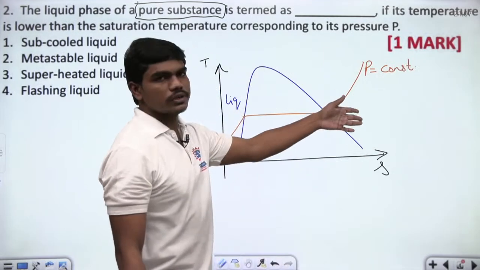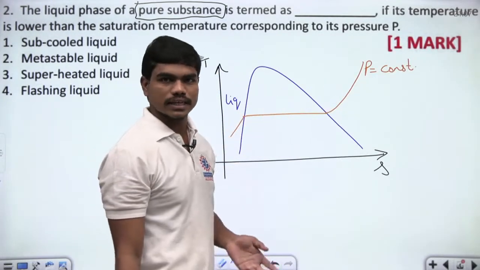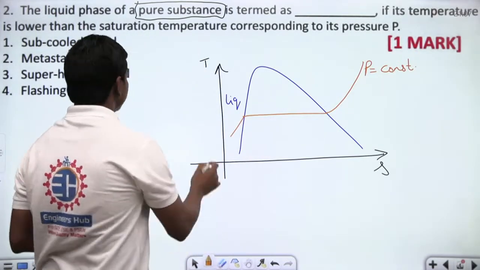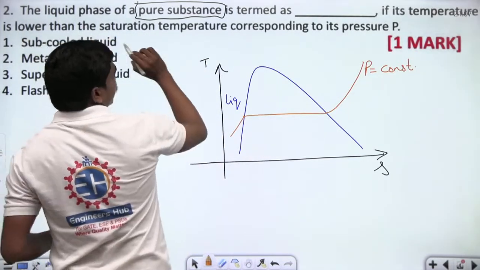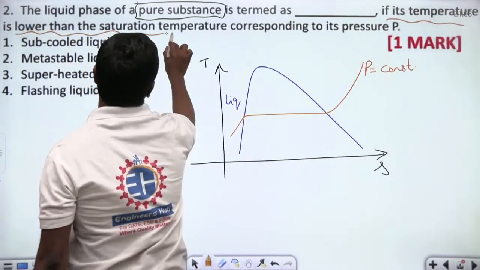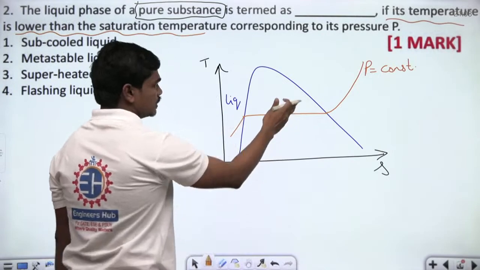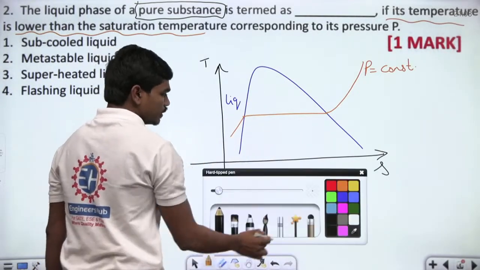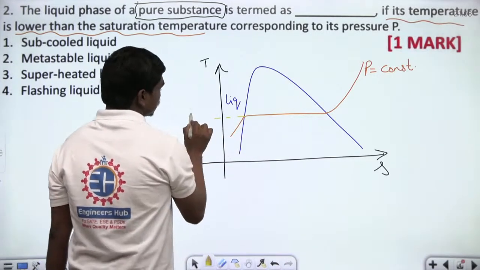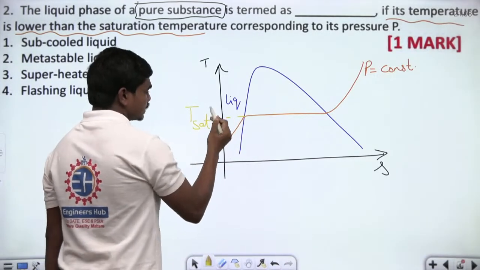Here you need not draw straight lines, because they don't behave as ideal gases in this vicinity. So this is how a constant pressure line looks here. They are asking if the temperature is lower than the saturation temperature corresponding to the same pressure. If this is the saturation pressure curve, then definitely the saturation temperature is somewhere here. This is T saturation, correct?